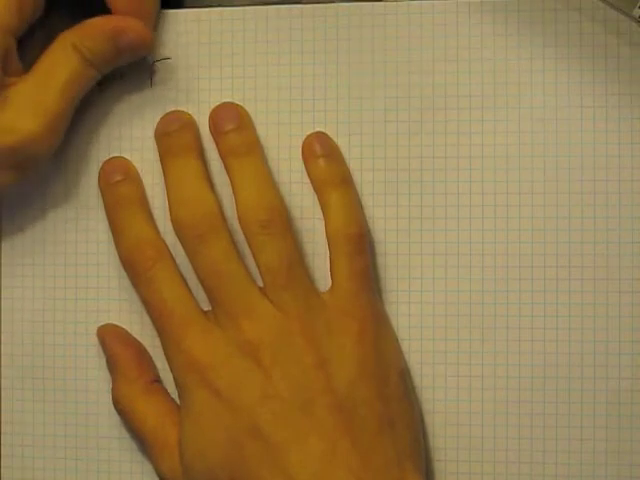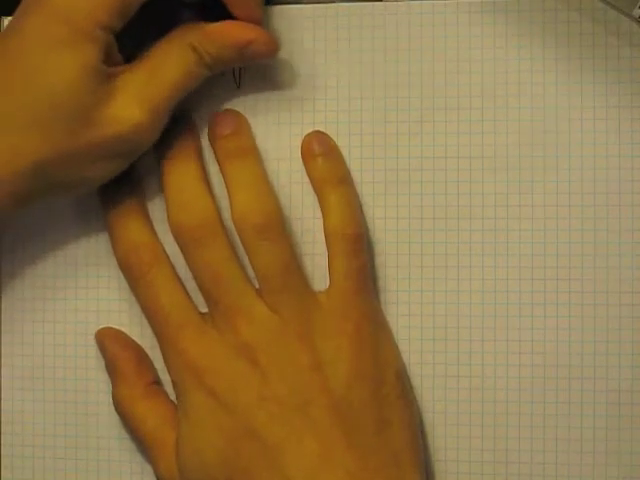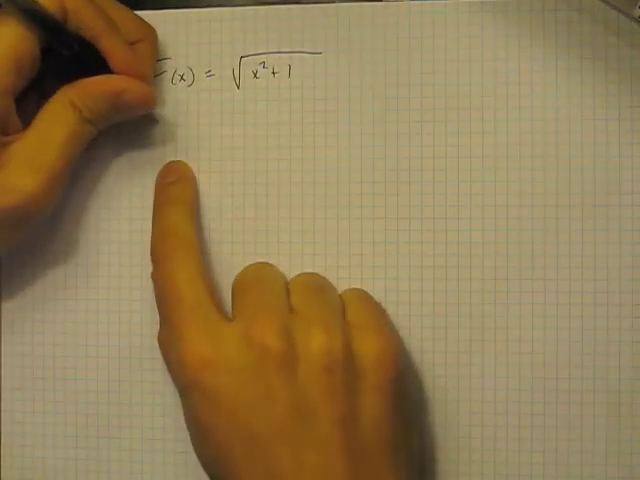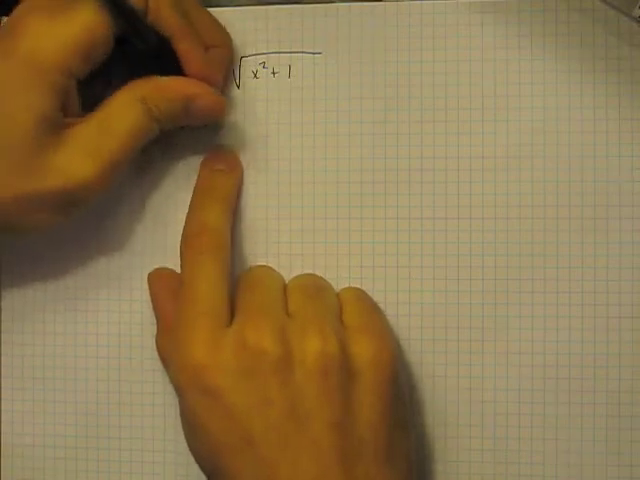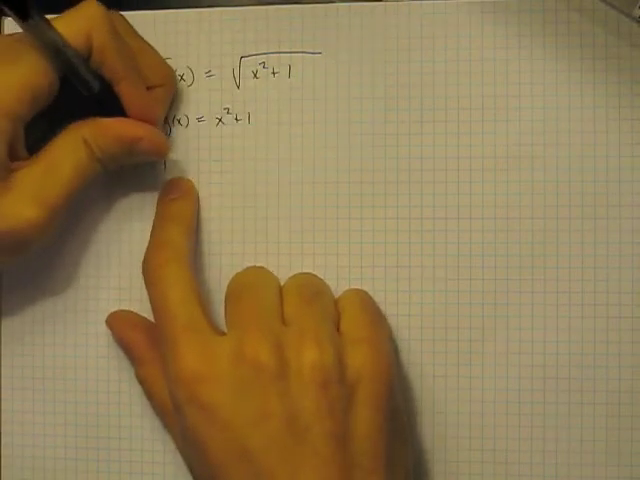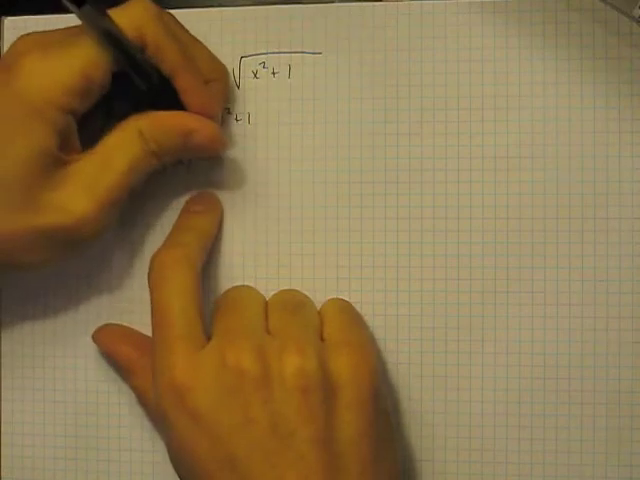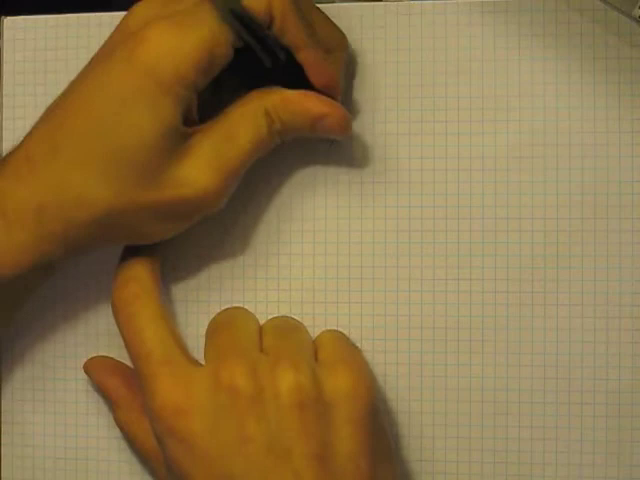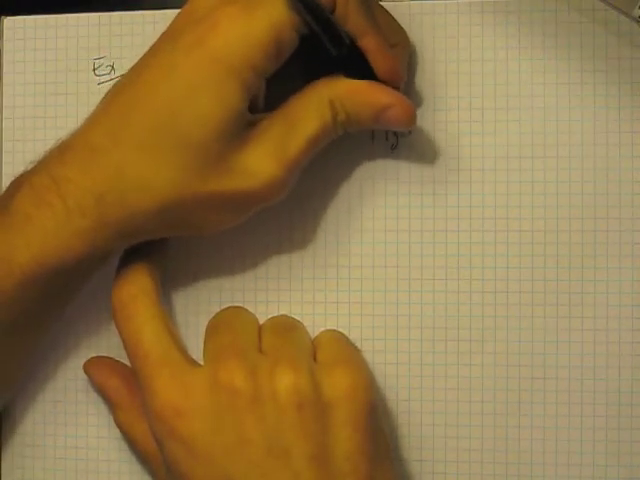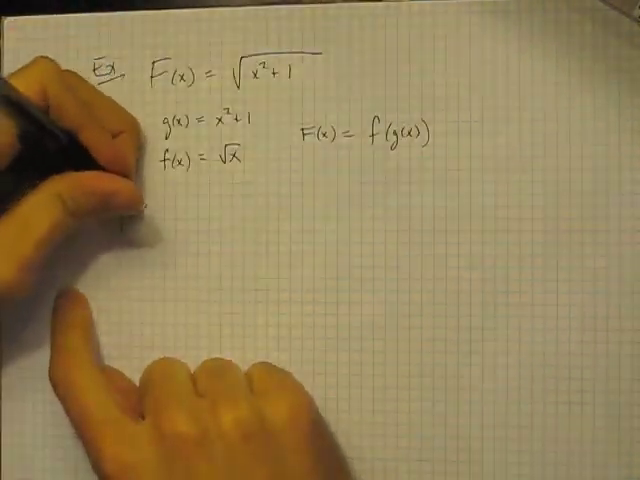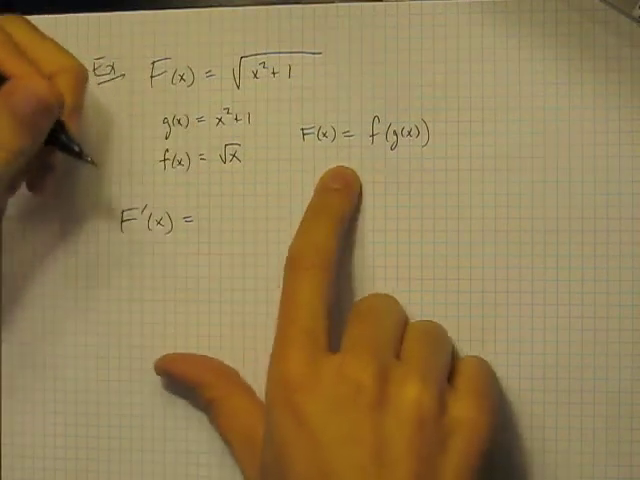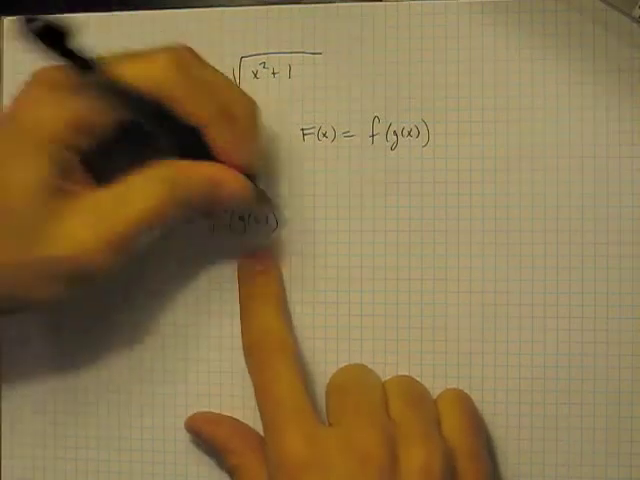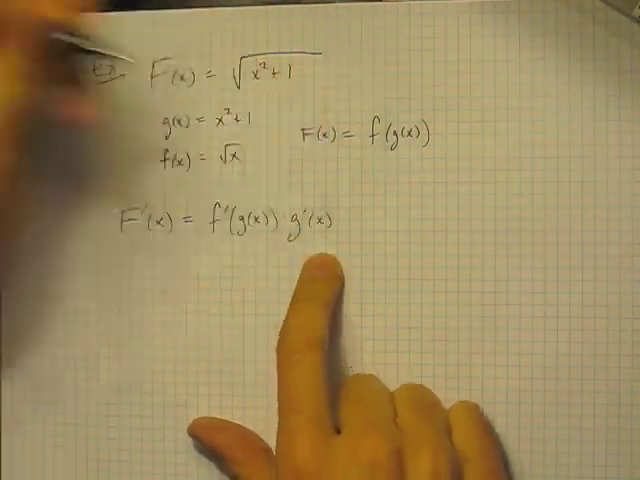So if we have the function the square root of x squared plus 1, this is also a composition of functions. The inside function g is what's inside the square root, and the outside function little f is the square root of x. So that makes big F equal to f of g of x. And so we can compute the derivative of big F as the derivative of little f with g left inside of it times the derivative of g.